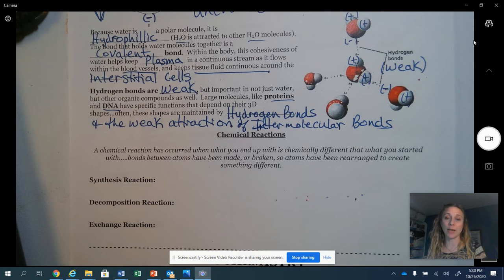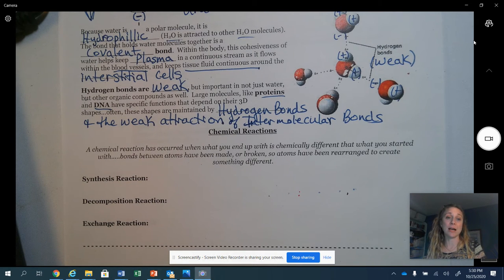Chemical reactions happen in your body. They occur when what you get at the end is chemically different than what you started with, and that only happens when you break bonds or make bonds with different atoms. So the atom bonds have changed, so the properties and the chemistry of the product is different than what you started with, your reactants.